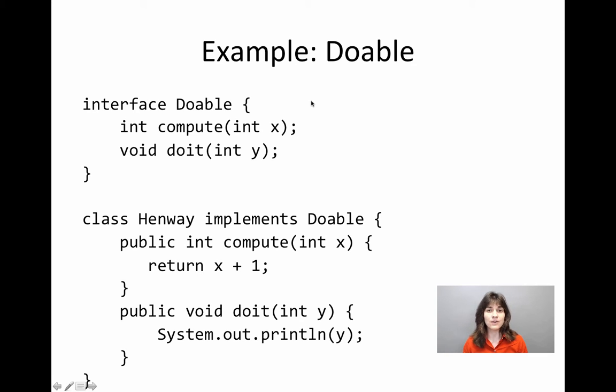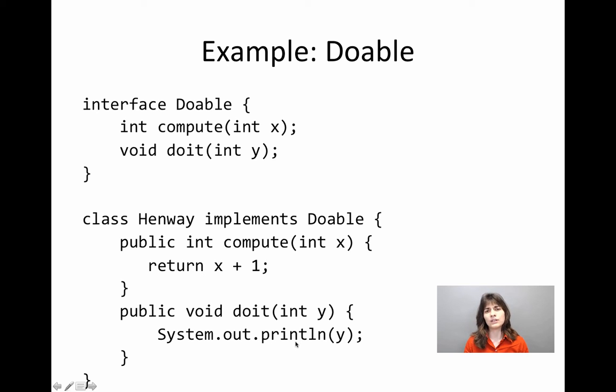An interface never says how a particular method is implemented. This is the job of the class that is going to implement that particular interface. This is the job of the Henway class, which says that it is going to implement the Doable interface. So what does that class have to do? It needs to provide the details of the implementation for the methods that the Doable interface specifies. And this is exactly what Henway does. It provides a body for each of those two methods.